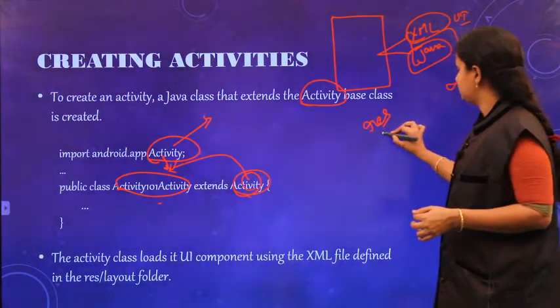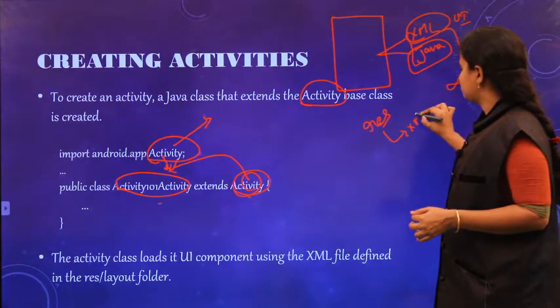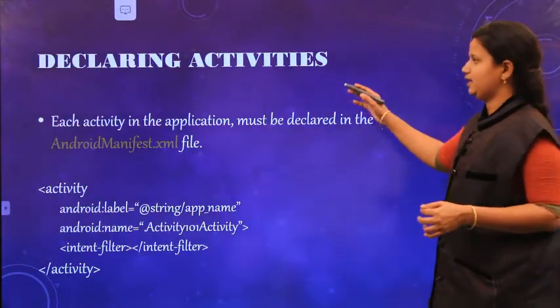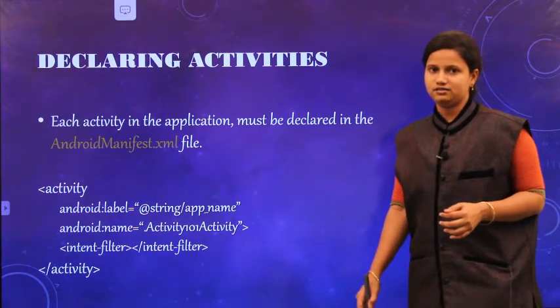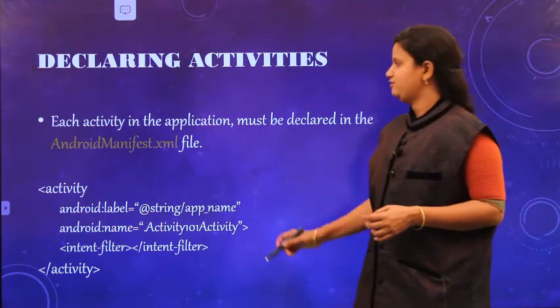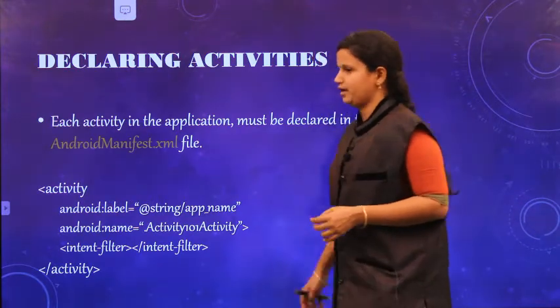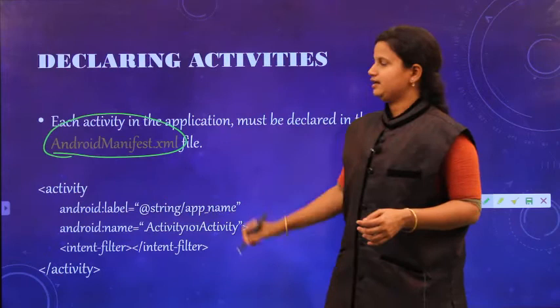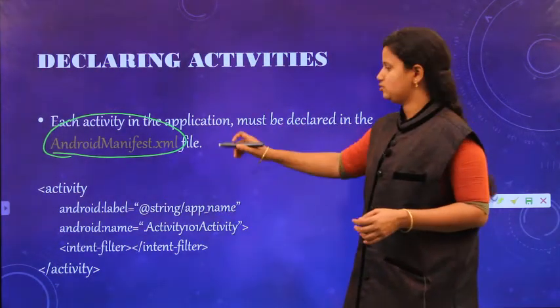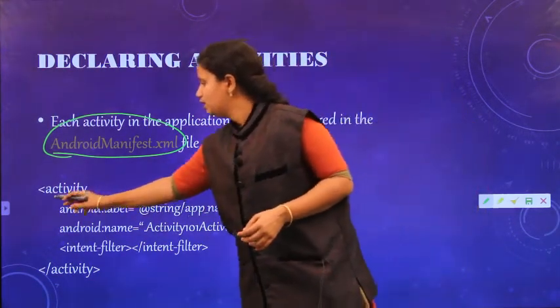In that resource folder, different XML files are presented. And for declaring activities, the Android manifest file is one of the files. So within this manifest file, we have to declare the activities. To declare activities, we have to write like this.